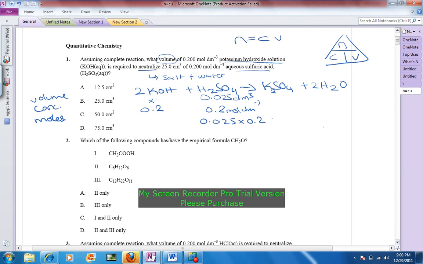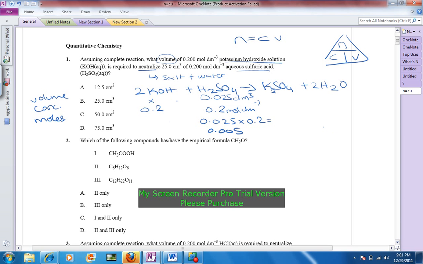This is a paper 1 question. Can't use calculators, so you have to do it by yourself. It's pretty simple. 2 times 25 is 50. Okay? And how many decimal places are there? 1, 2, 3, 4. So 4. Right? So it's 0.005. Okay, so let's make that neater. 0.005. Okay? This is the number of moles here.